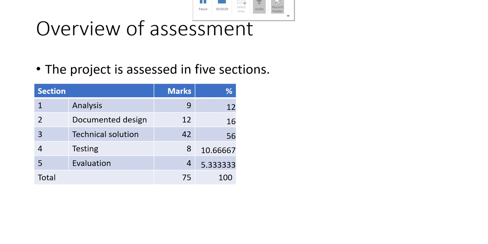So if you have a look at the marks that are presented alongside these, most of the sections don't have marks that are that high. But then we do have the technical solution, which is over half the marks. Over half the marks here are for what you actually program and produce.